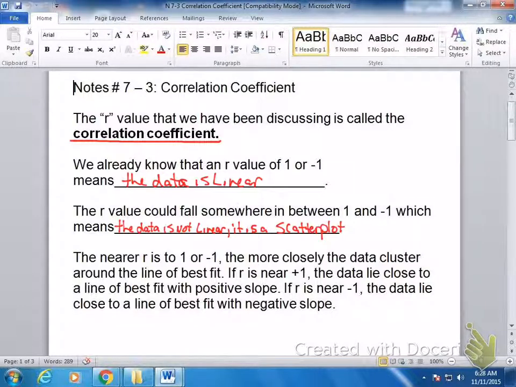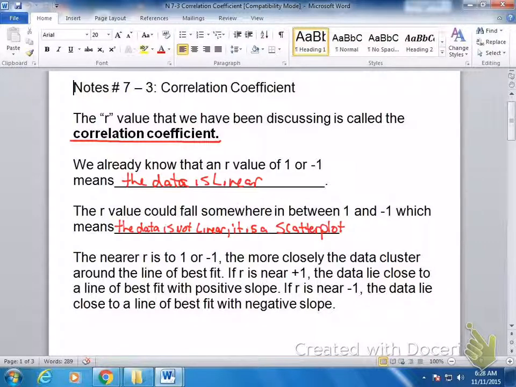The nearer R is to 1 or negative 1, the more closely the data clusters around the line of best fit. The other day when we were looking at some of these scatter plots, there were some of them where we drew our line of best fit and it almost hit every point. Those would be closer to 1 or negative 1. The ones where there were just a lot of points around but we kind of had a line of best fit, those are getting further away. The ones that had no correlation at all, they would be at 0 if we put them in our calculator.